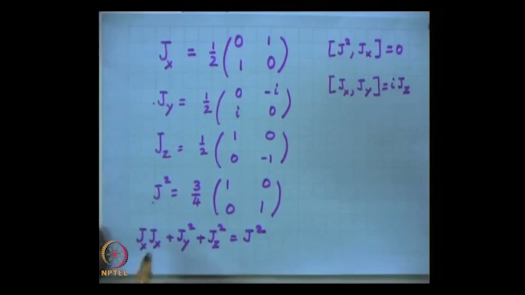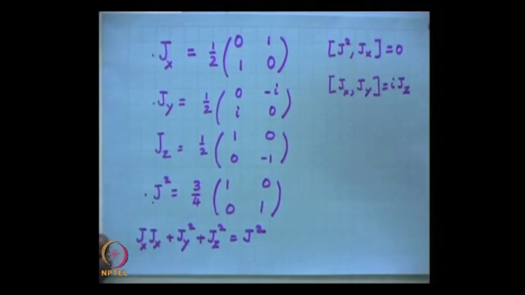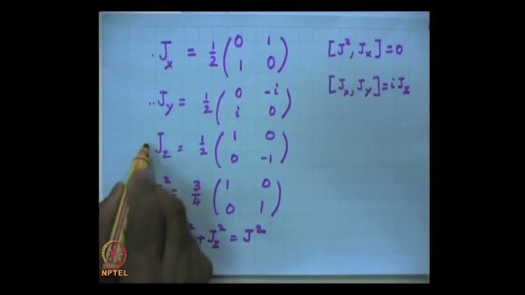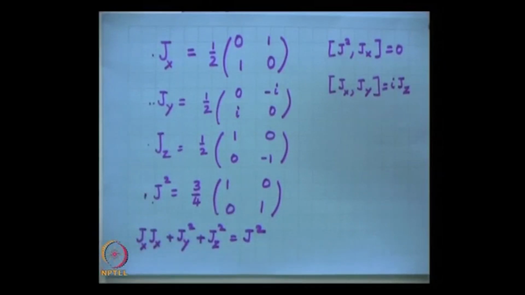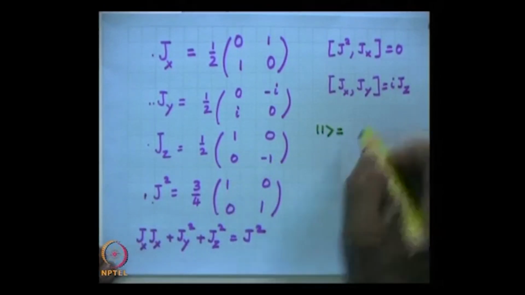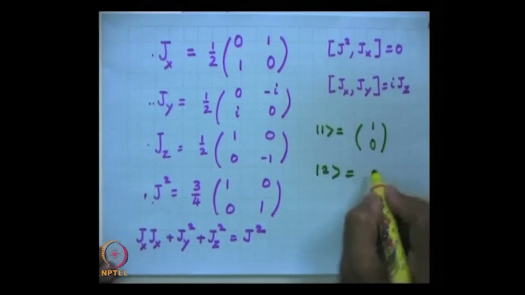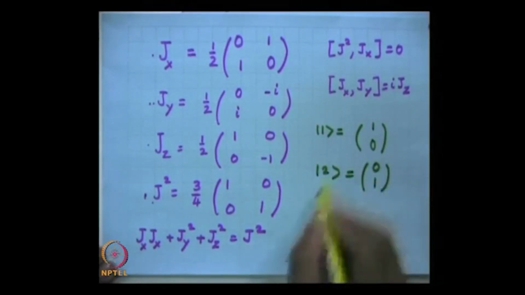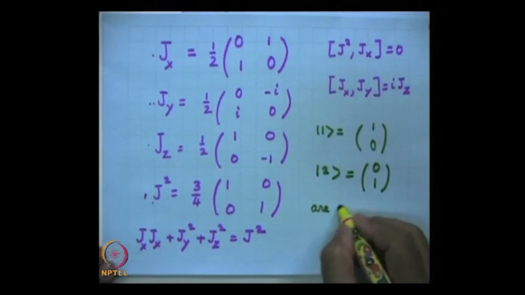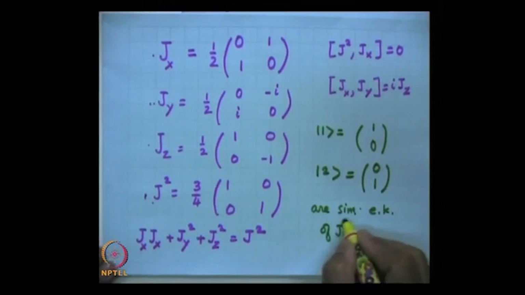Now, listen to this carefully. You can have simultaneous eigenkets of J squared and J_x. You can have simultaneous eigenkets of J squared and J_y. You can have simultaneous eigenkets of J squared and J_z. In fact, the eigenkets that we have been using, which are eigenkets of J_z, ket 1 is (1, 0) and ket 2 is (0, 1). These two are simultaneous eigenkets of J squared and J_z.